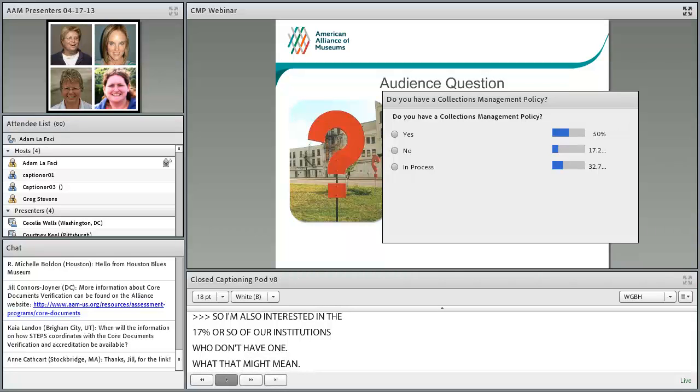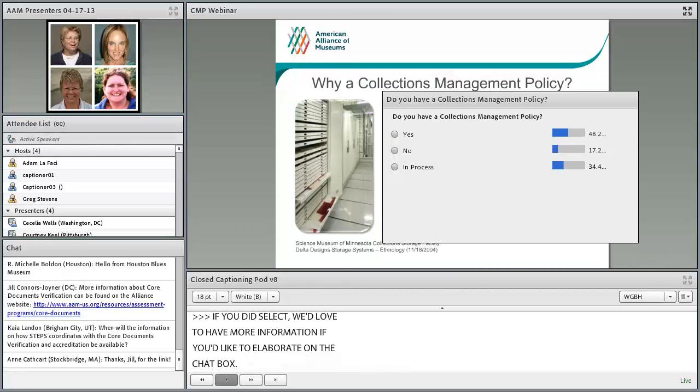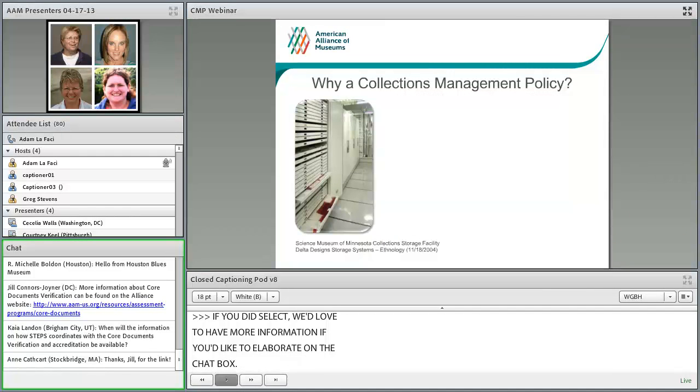Great, and if you did select no, we'd love to have a little bit more information on that if you'd like to elaborate in the chat box in the lower left-hand corner of the screen. Looks like we have just about everybody's response, so I'm going to go ahead and move on to why a collections management policy is important.